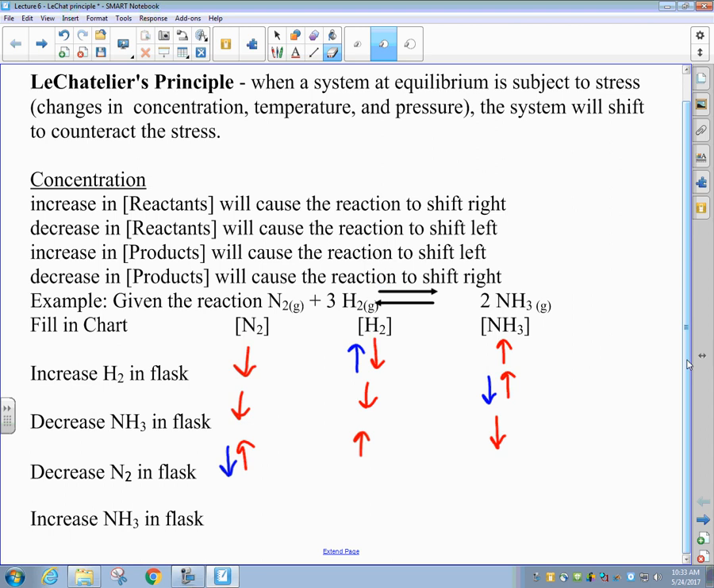The last example, if we increase the NH3 in the flask, initially we will have an increase in the NH3 concentration. Then, because there are more NH3 molecules, there's a greater likelihood that two of those are going to collide together, and the reverse rate of reaction increases. The forward rate of reaction stays the same. It is unaffected. Therefore, we see a net shift left in material. So you would end up with a decrease in the NH3 concentration to reestablish a new equilibrium, and both of your reactant concentrations would go up. All right, that is the first of three.